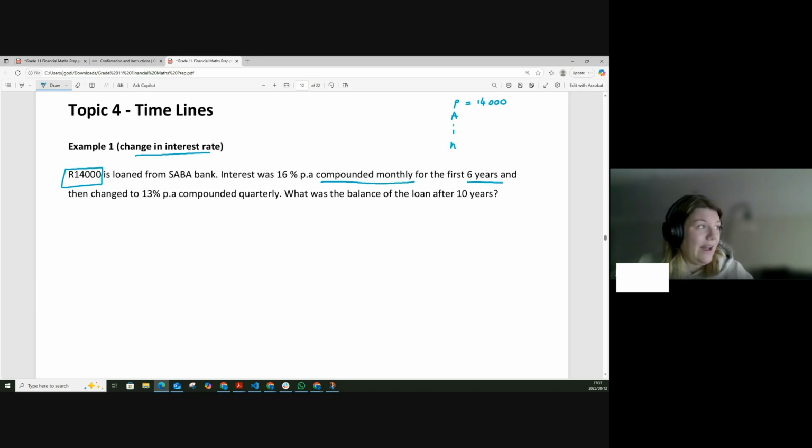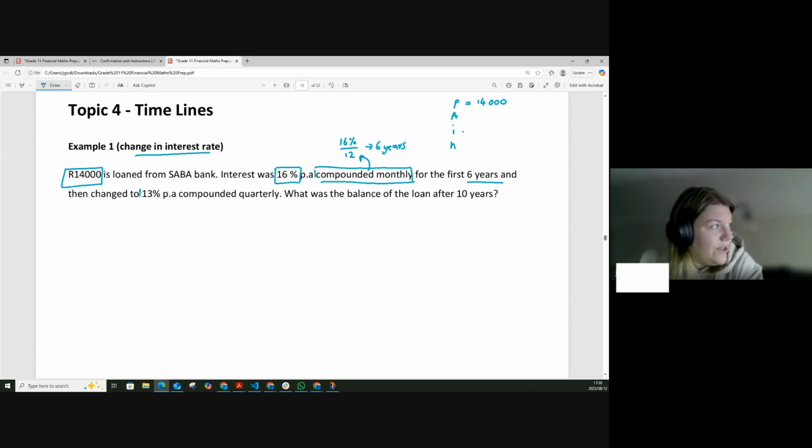Okay, how do we write this interest rate if it was 16% per annum compounded monthly? Good. So I'm going to take my 16% over 12 because it is being compounded monthly. And I know that that is happening for 6 years. Right? Okay, so that's the first part of my I.